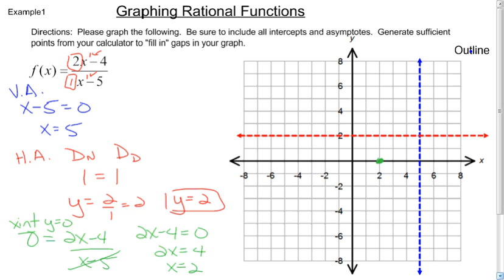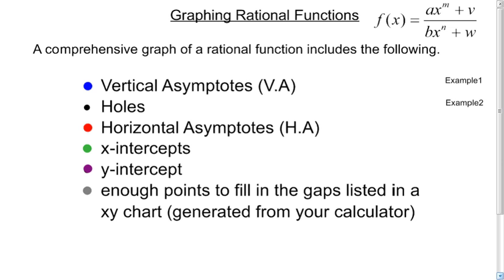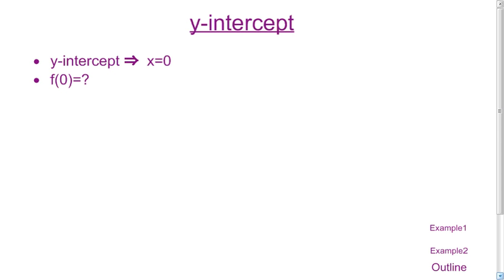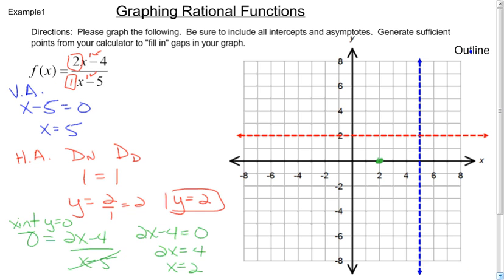Okay? So taking a look back at my outline, I now need to talk about the y-intercept. Well, the y-intercept just means that x equals 0. And you should have that fact from forever at this point in a pre-calc class. So the question is, what is f at 0? That will tell us the y-intercept. Okay? So let's go back to our example and look at the y-intercept, which means x is 0.